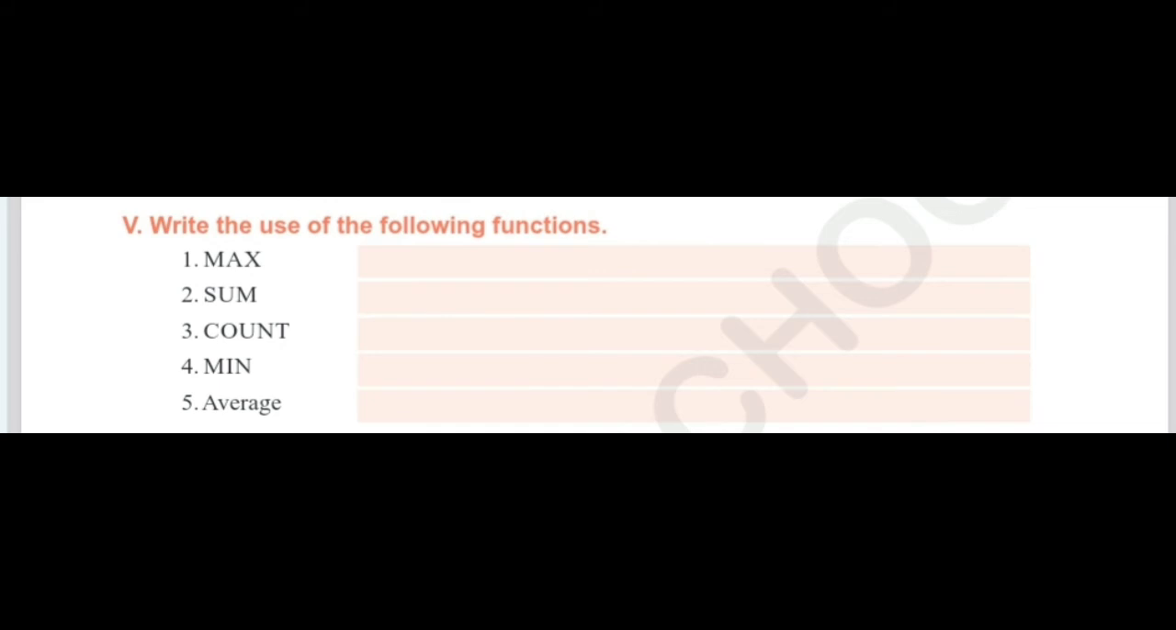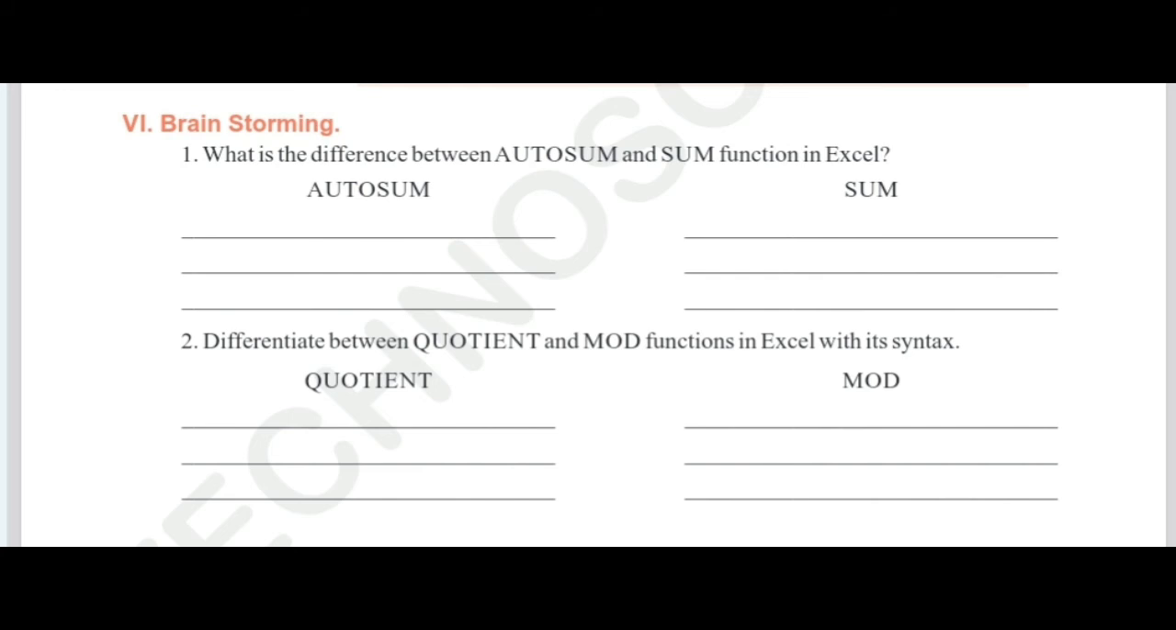Write the name of the function and its usage. You have to give your answers. Write simply with your own sentences. Try to give your own answers. Next Roman, we are going to see the sixth Roman, brainstorming. You have to give answers for this question. Brainstorming with your own answers, creative writing here. Let me read the questions.